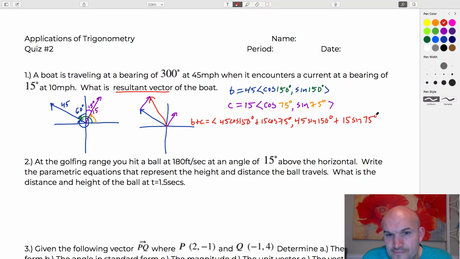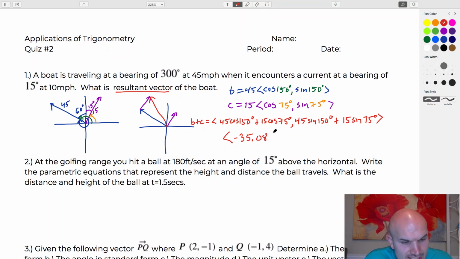Okay, now we want to make sure that, if we're using a calculator, we have it in the correct mode. Okay, I'm in degree mode, so that's good. So I'm just going to do 45 times the cosine of 150, close that parenthesis, plus 15 times the cosine of 75. And rounding to the nearest thousandth, I get negative 35.0. So again, that makes sense, right? We know we have to be in the second quadrant. So it's going to be negative. Well, we don't know, but it kind of seems obvious.